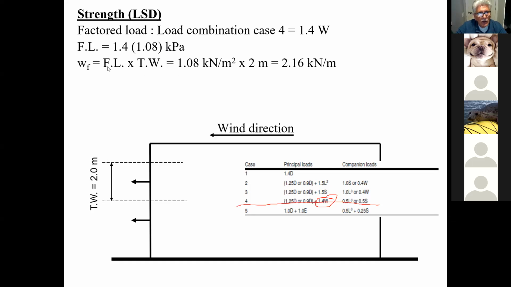Okay. So my WF is my factored load times my tributary width, 1.08 kilonewtons per meter squared times 2 meters. And this will now give me my uniformly distributed load that is acting on my girt. So all along the girt here, I will have 2.16 kilonewtons per meter force acting on that girt. And of course, that's what happens here. So this is what's acting all along the girt from one column to the other column.